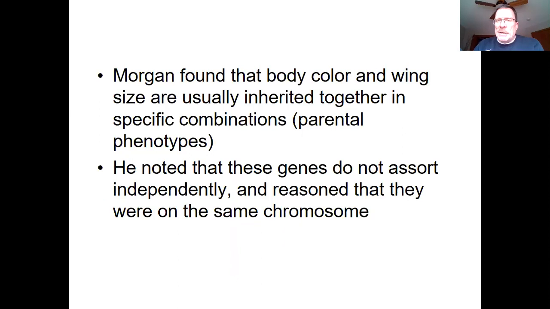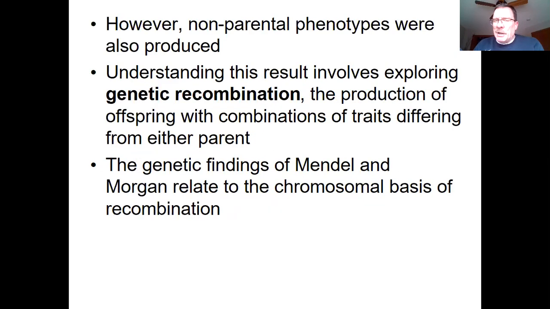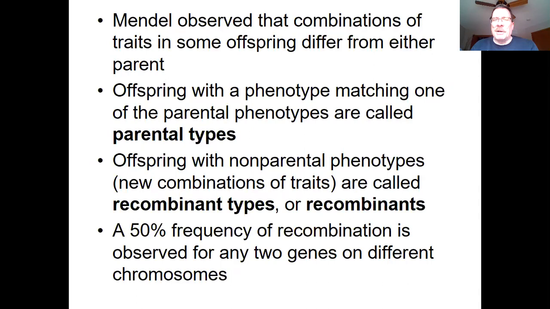So what does that mean? Morgan found that body color and wing size are usually inherited together in specific combinations. These genes don't seem to assort independently. He reasoned that they were on the same chromosome, being inherited together. However, since there were also non-parental phenotypes, you had to explore the theory of genetic recombination, producing offspring with combinations of traits that are not the same as either parent. If you combine the findings of Mendel and Morgan and the chromosomal basis of inheritance, then you have the basis for recombination.